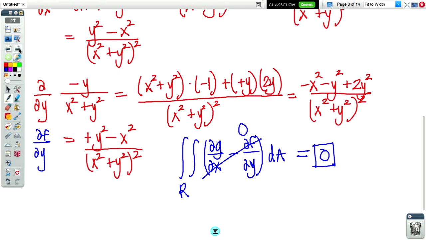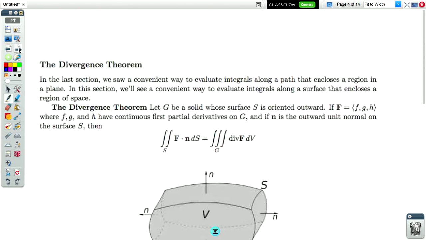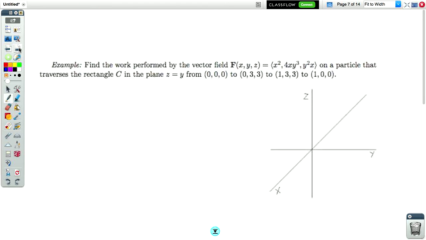So that's our section on Green's theorem. Green's theorem gives us a way to take a line integral and convert it to a double integral, which, even though it's a little counterintuitive, actually can make our lives a lot simpler.